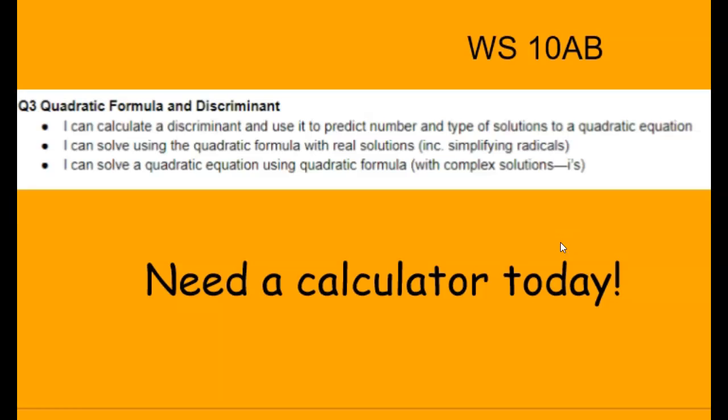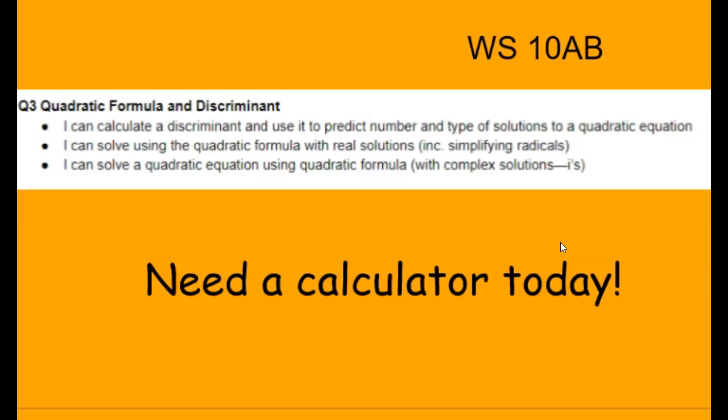It says we're going to talk about what the discriminant is and use it to predict the number and type of solutions to a quadratic equation. And then we're going to actually solve using the quadratic formula. You might have to simplify radicals, and you might get some solutions that have i's in them. Are we feeling ready? Everybody find worksheet 10?